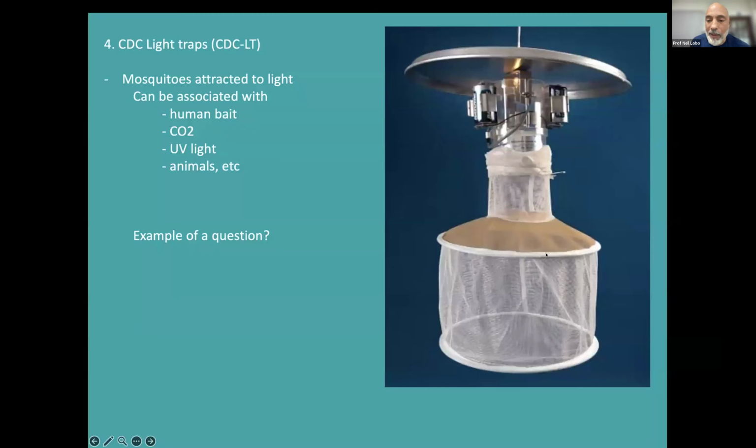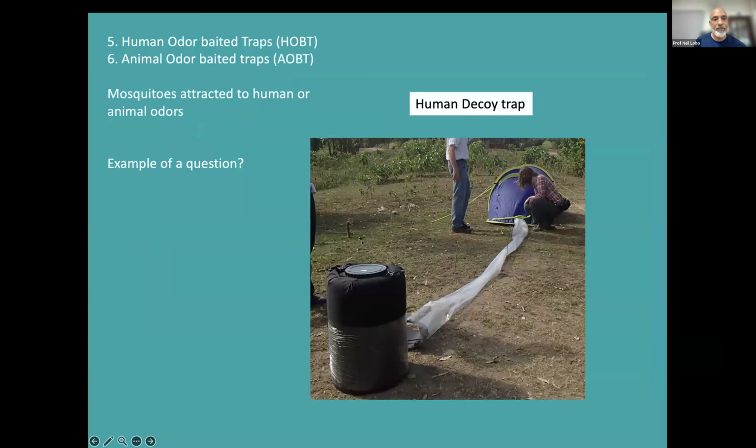or you can collect this every hour. You do have CDC light traps that have a 12-hour thing where there's like 12 compartments, and every hour the compartment moves so it can sample the mosquitoes for that hour. Those are a lot more expensive, and though they work, they break a lot too. So that's CDC light traps.